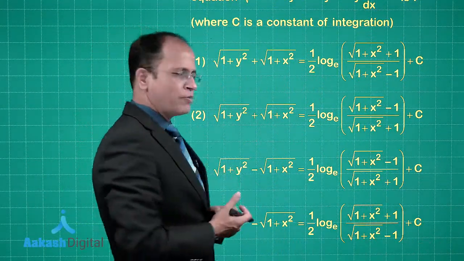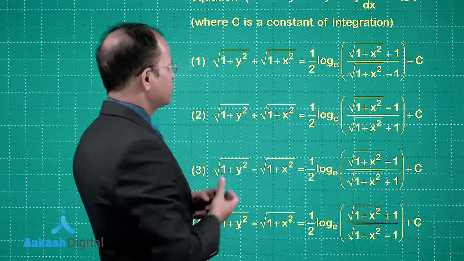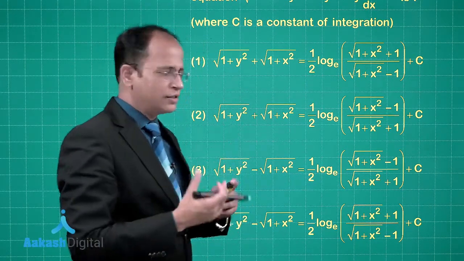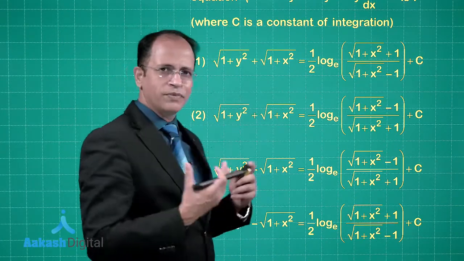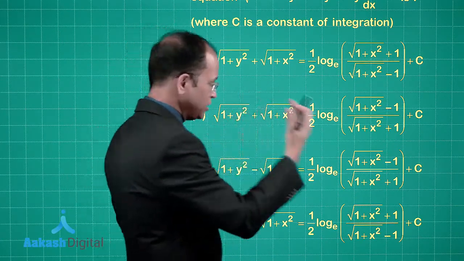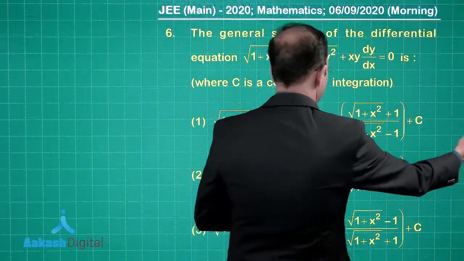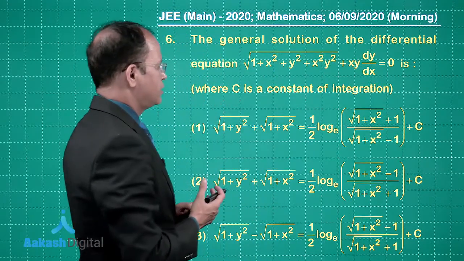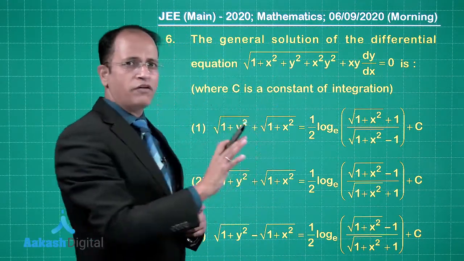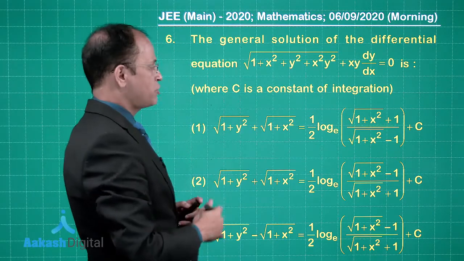So I rate this problem as difficult, but yes, if the calculations can be done, then this is going to be the easiest one, right? More of a calculative part is involved. So here, this is a problem which can be solved using the method of separation of variable.